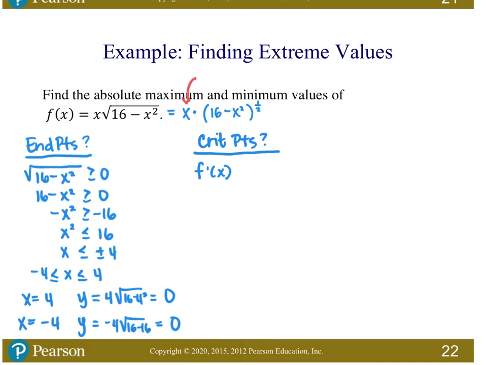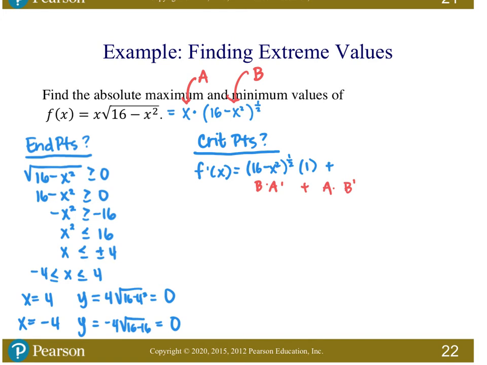So we're going to call this the part A, and then we're going to call this part B of our product rule. So remember, the product rule says start with B, and then A prime, and then A, and then B prime. So let's work through our product rule. So B is 16 minus x squared to the half times A prime, which is 1.